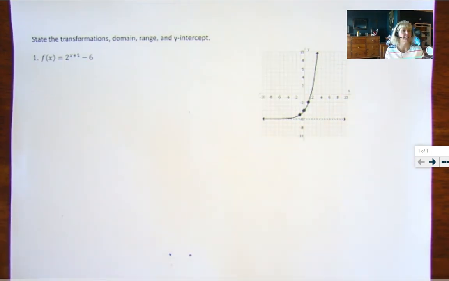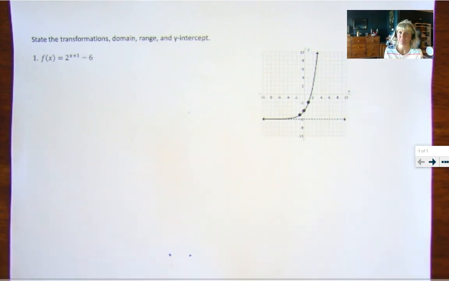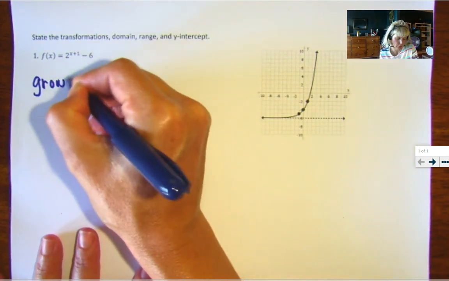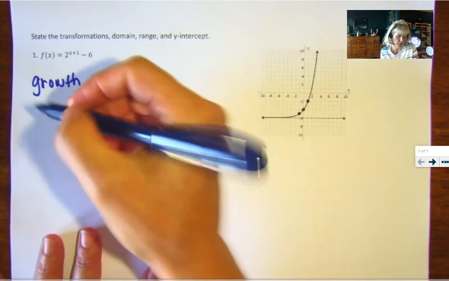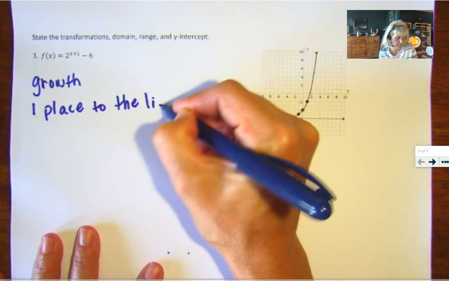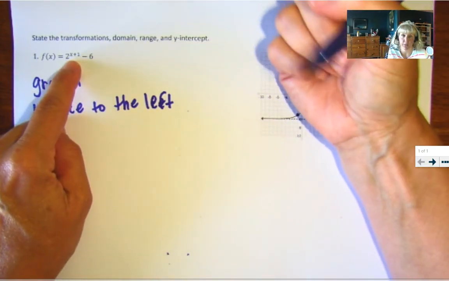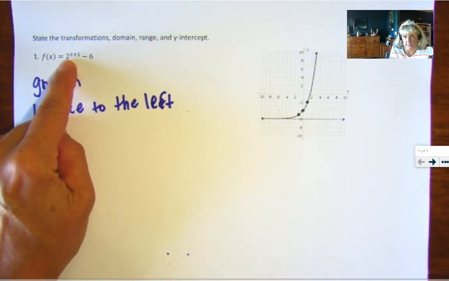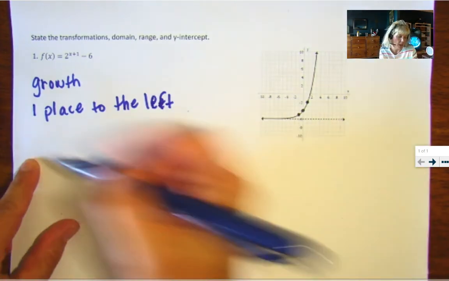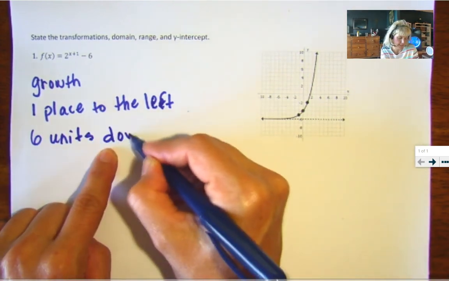So let's go ahead and take a look at what's going on here. First of all, let's determine if it's a growth or a decay. Certainly a growth because the b value is greater than 1. So this is a growth exponential function. We also know that it is 1 place to the left. Wow, I can't spell left and I'm recording. That's embarrassing. Remember that whatever is with the x, whatever the h value is, that's opposite. That's going to hold true just like it has for every other function. And then this is going to be 6 units down because our k value is a negative 6.